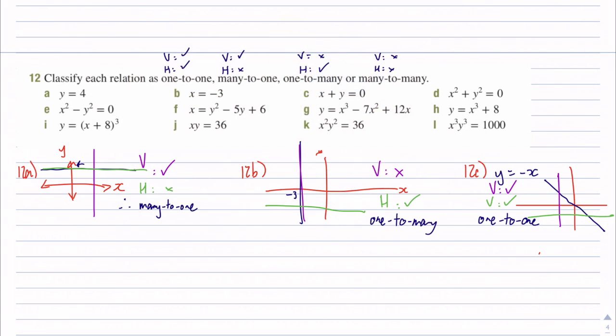Okay, 12d. You should recognize straight away that this is a circle. So let's sketch it. Its center is 0 and its radius is 0. So it's a circle that's literally just a point. Vertical line test, if I put my vertical line there, I'm literally just hitting it once at that point. So technically it does pass. Horizontal line test, if I put my horizontal line there, it hits it once because it's just a point. It passes. It's very boring, one-to-one.